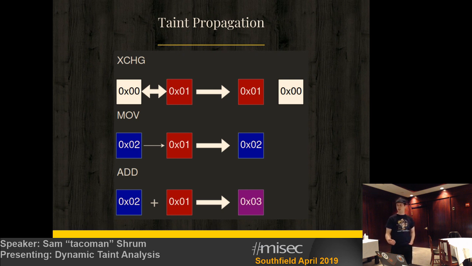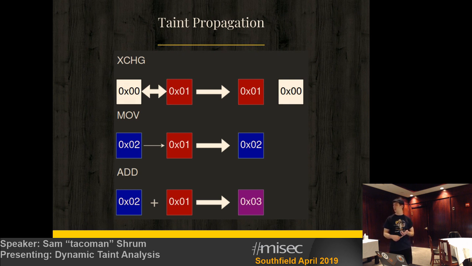So for instance, if you have the exchange instruction at the top, we have one untainted byte being swapped with a tainted byte with value 1, which I've chosen to mark as red throughout the duration of this talk. And then at the end of that function, it's just going to swap the shadow memory that corresponds to each of those 2 bytes.